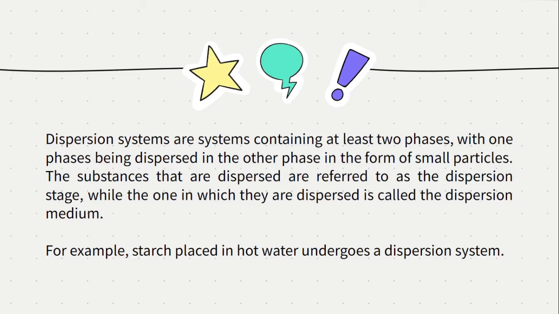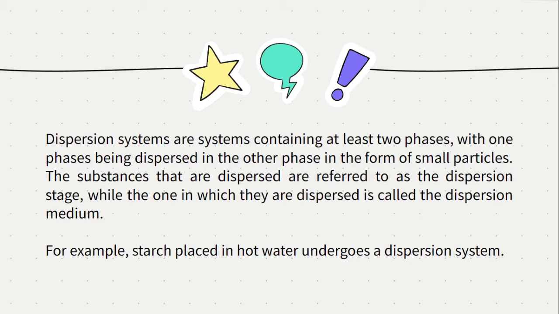Dispersion systems are systems containing at least two phases, with one phase being dispersed in the other phase in the form of small particles. The substances that are dispersed are referred to as the dispersion phase, while the one in which they are dispersed is called the dispersion medium. For example, starch placed in hot water undergoes a dispersion system. Here water is dispersing medium, while starch serves as a dispersing agent.